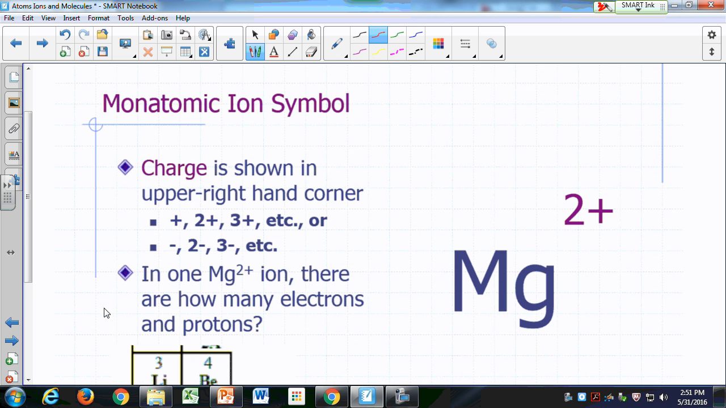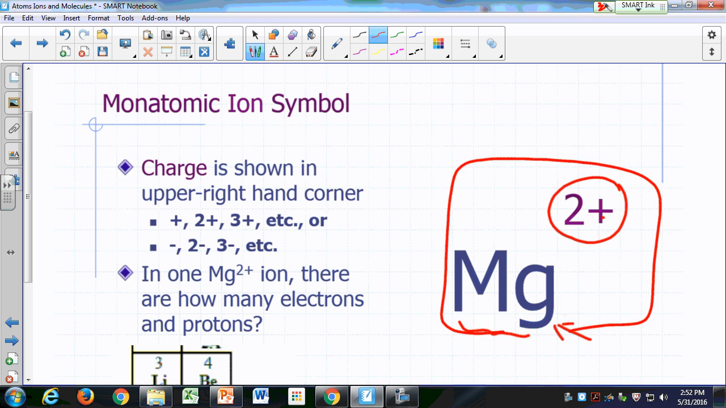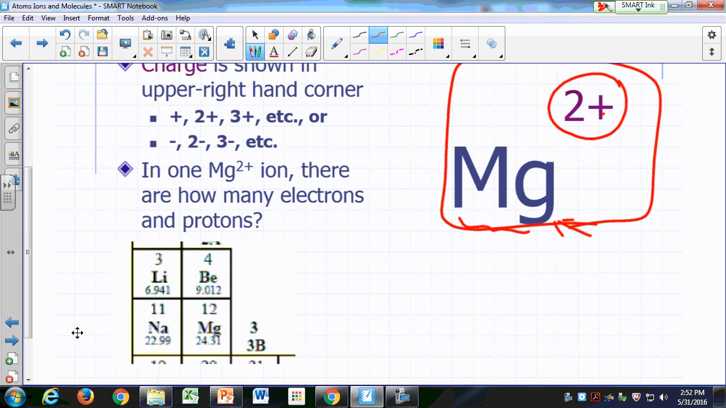Now, the symbol for a monatomic ion is the same as the symbol for the atom that it came from, except that you have to specify the charge on the upper right-hand corner of the symbol as a superscript. So if I have a symbol Mg here with a 2 plus, that tells me this magnesium has how many protons? A magnesium atom has 12 protons and 12 electrons, right? The 2 plus means it's lost 2 electrons. That's the charge.